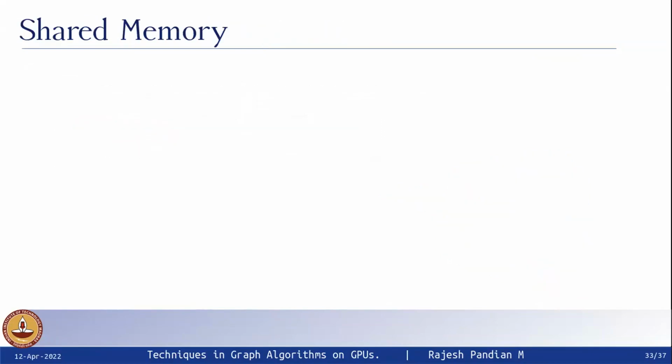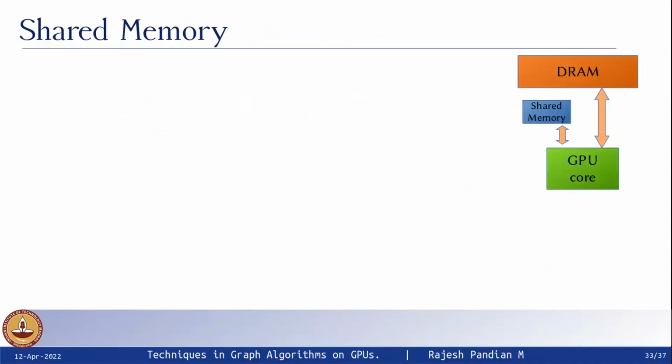Okay, sorry. The next optimization that I'm going to talk about is the use of shared memory. Shared memory is a programmable cache kind of thing. Accessing data from shared memory is a lot faster compared to DRAM.